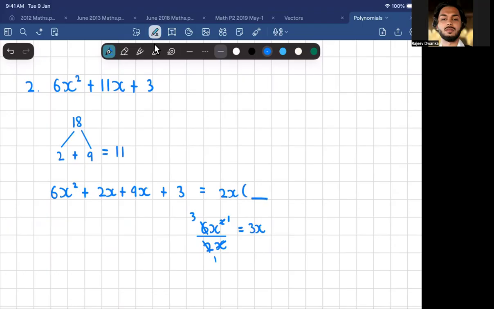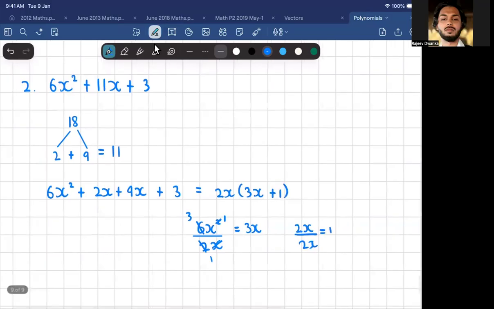An easier way to do it, check this. Whatever you put here, when you multiply it by 2x, you should get back 6x squared. So what by 2 would give you back 6? 3. And what by x would give you back x squared? x. So 3x. Nice. And if I factor out 2x from 2x, that literally means 2x over 2x, which is just what? 1.